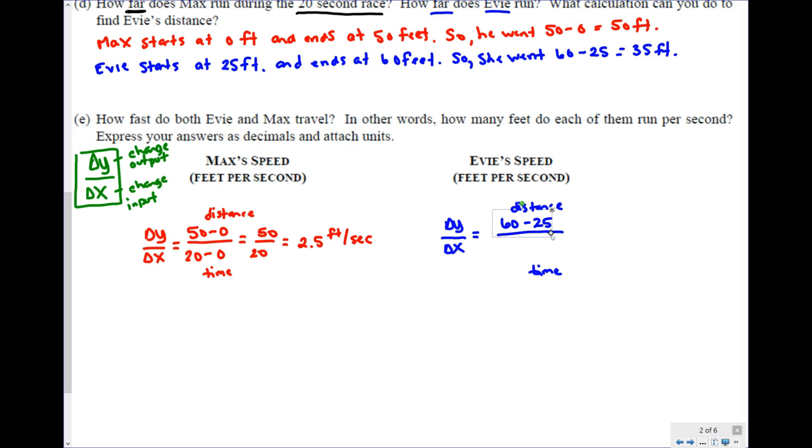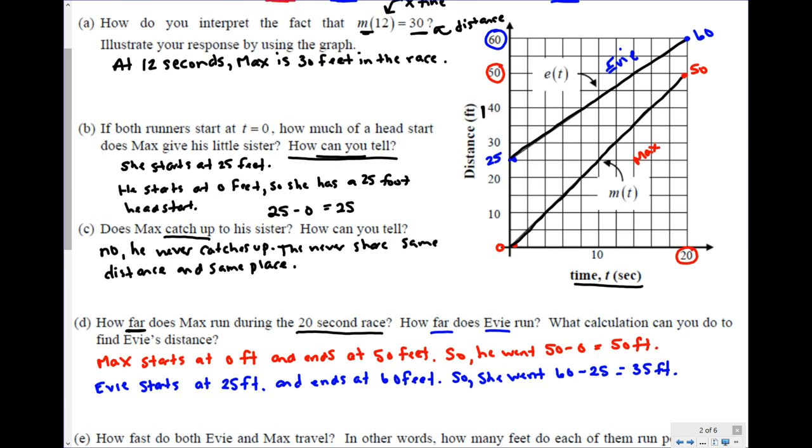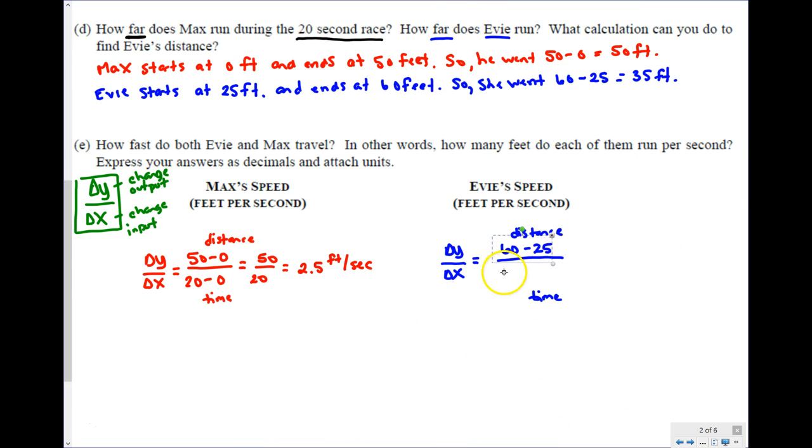And her time, she started at the same as Max. She started at 0. Here it's at 0, and up here she ended at 20. So the time for both of them was the same. So 20 minus 0. So when I do 60 minus 25, I get 35 over 20 minus 0, I get 20. And 35 divided by 20 on my calculator is 1.75. And then I add feet per second.